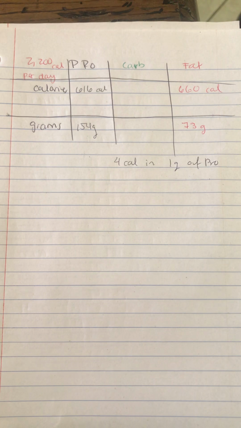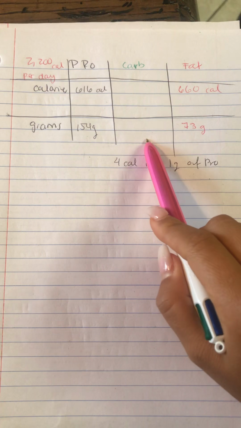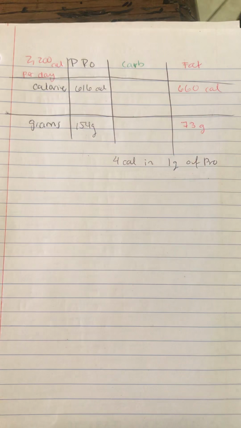Okay, guys, so now that we've calculated the fats and the proteins, we are going to go ahead and calculate our carbohydrate needs. We're going to find out how many grams of carbohydrates as well as how many calories of carbohydrates we need.